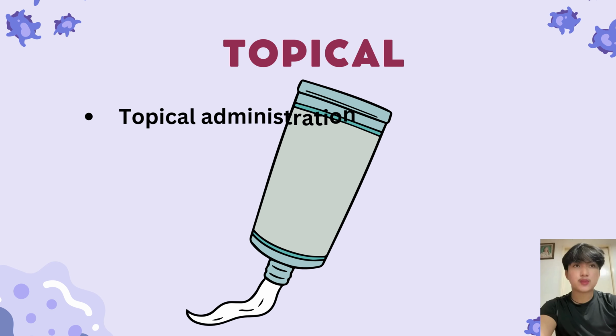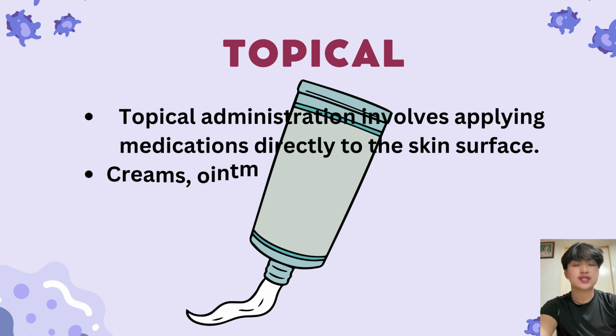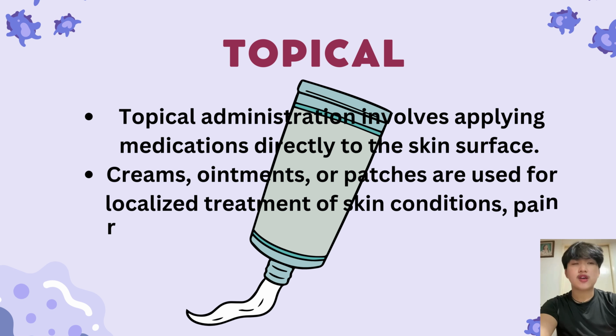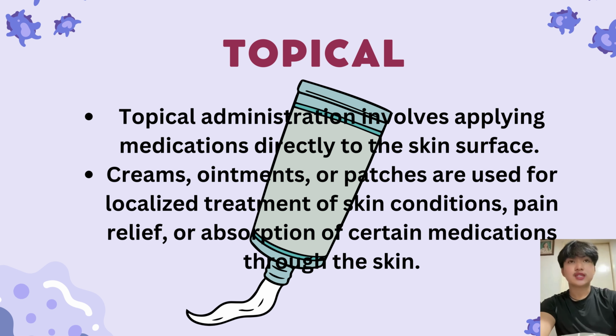For the last route, we have the topical. Topical administration involves applying medication directly to the skin surface. Creams, ointments, and patches are used for localized treatment of skin conditions, pain relief, and absorption of certain medications through the skin. So this kind of route is used mostly for external diseases or external skin infections, because most commonly this kind of route uses creams and ointments.